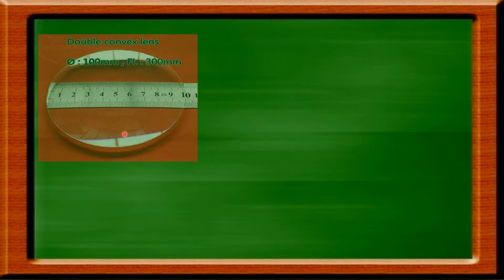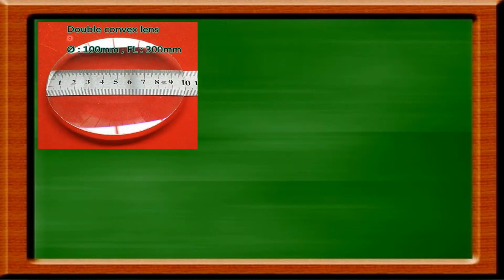Some more examples I am showing you. This one is the double convex lens and its diameter is 100 millimeter, that is 10 centimeter diameter, and its focal length is 300 millimeters. What is focal length you will learn later. So this one is the double convex lens and it is thick at the middle and thin at the edges.